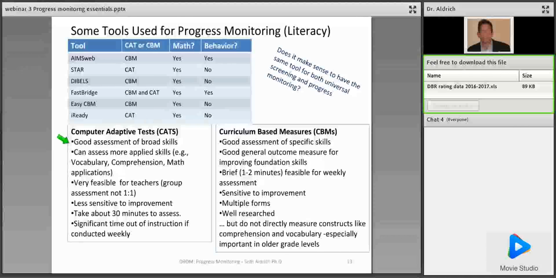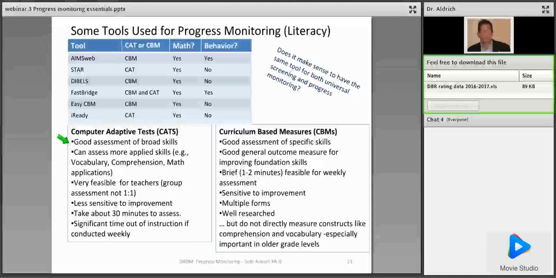A student gets on the computer, or a class of students gets into a computer lab. They log in, or a proctor logs them in. It might be 30 to 60 minutes of them clicking through screens, answering some questions. If they get questions correct, it bounces them into more difficult items. If they get items incorrect, it bounces them into easier items. So it's computer adaptive.